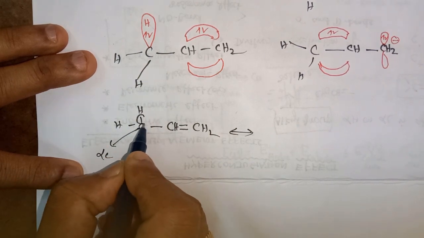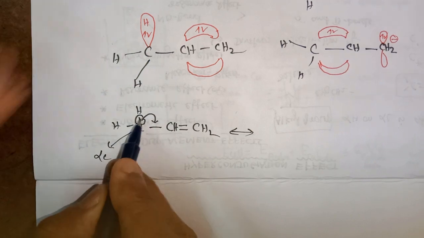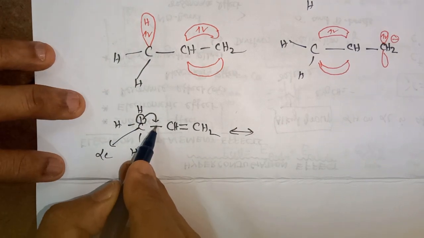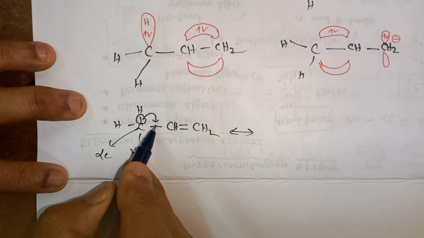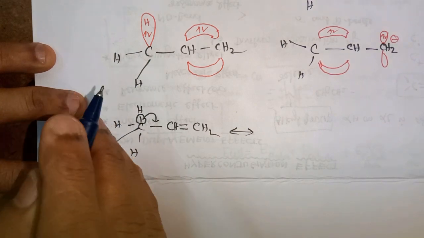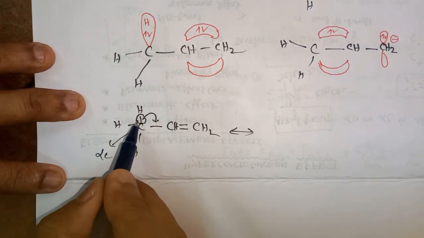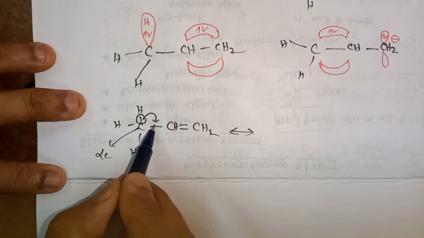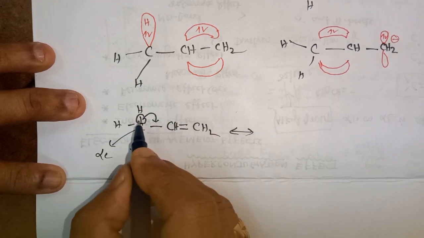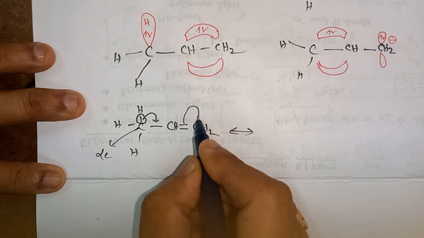It will lose both the electrons to this. This is called the sigma bond, and this is called the pi bond. It is named sigma bond and pi bond electron interaction. This is the sigma bond. When it comes here, it becomes a pi bond. Then if it comes here, these 2 electrons will go.